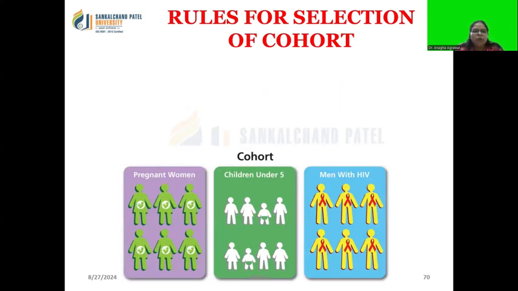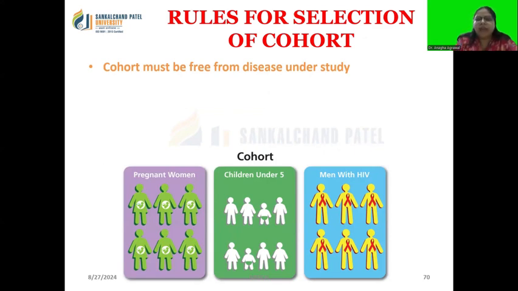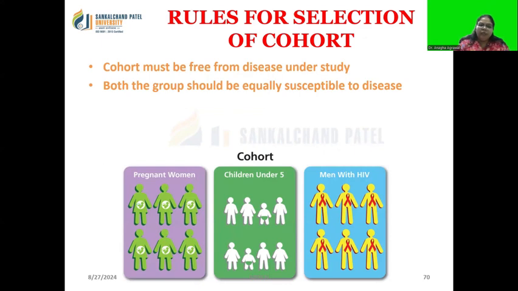Then what are the rules for selection of a cohort? How can we select a cohort? The cohort must be free from the disease under study. So whatever disease you want to study, the cohort should not have that disease. The risk factors are definitely there, but the disease has not developed in that particular population. If a person has the disease, then we need to exclude that person from that particular study. Both groups should be equally susceptible to the disease.